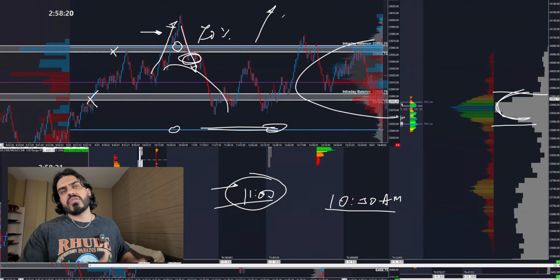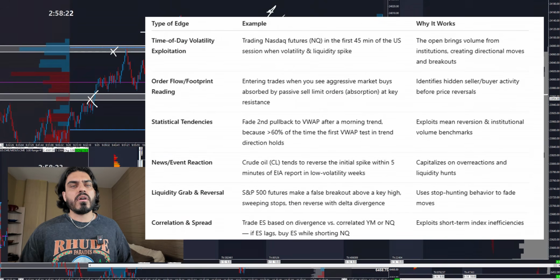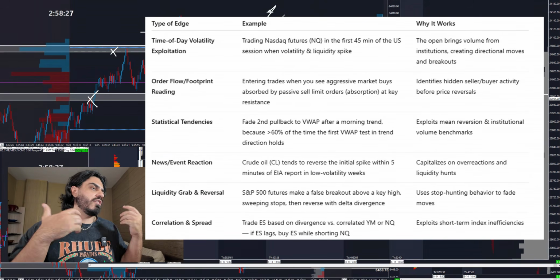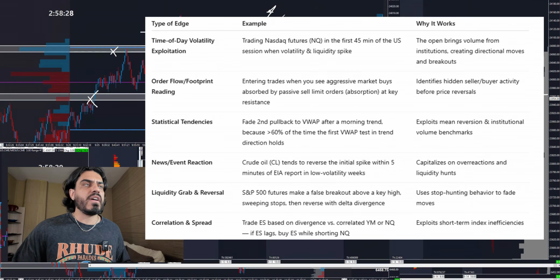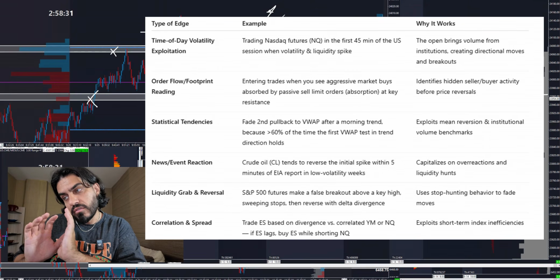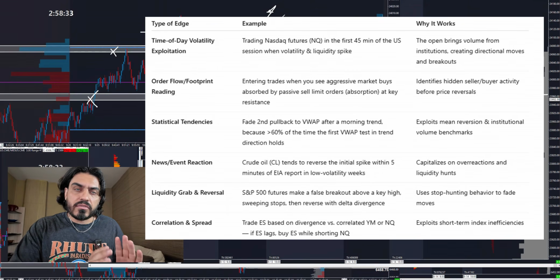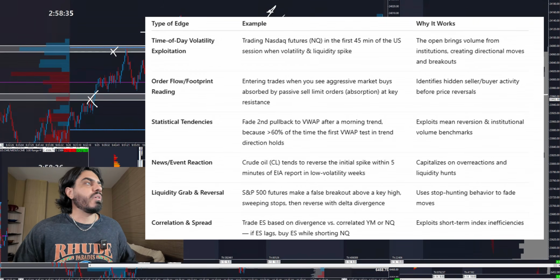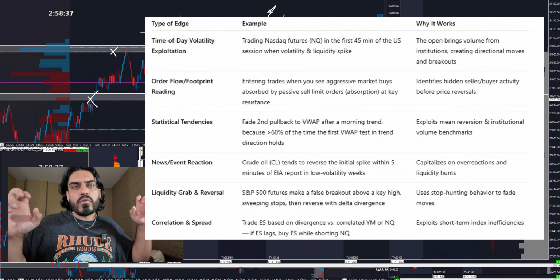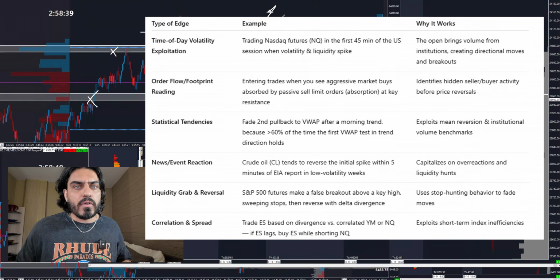Some people trade based on news and event reaction a lot. They abuse, for example, crude oil inventories, non-farm payrolls, Fed events. Those are things that I really stay away from, but again, some people, that's their advantage. Some people look at what we call quote-unquote head fakes or liquidity grabs, whatever it is.